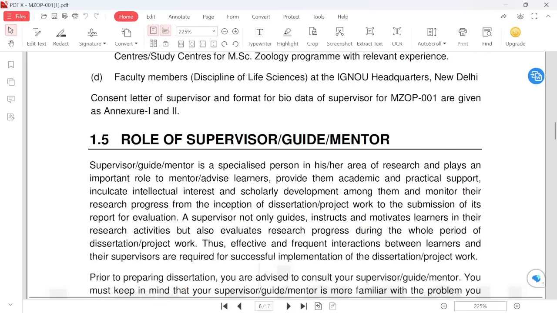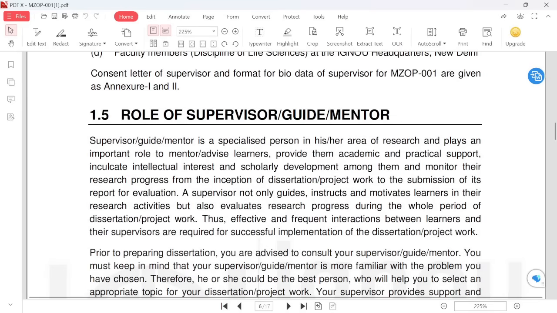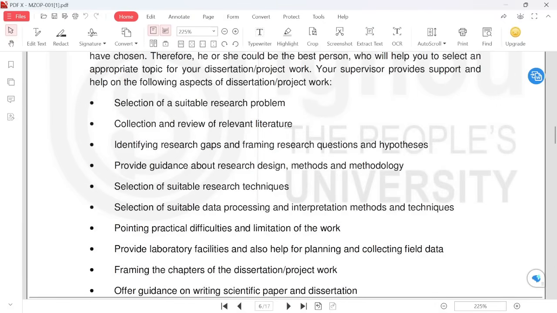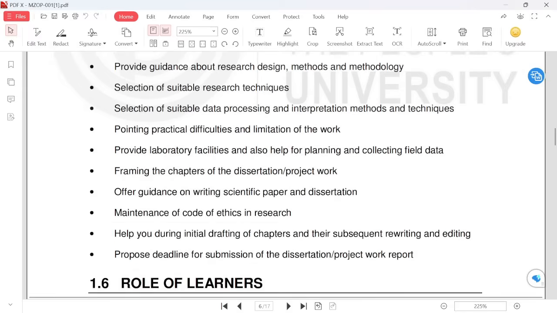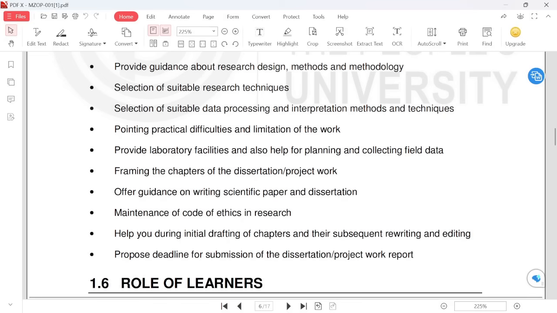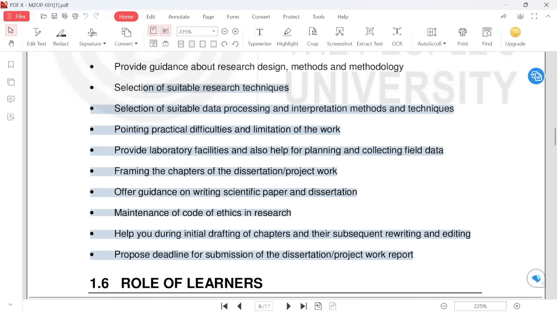So let's move on and talk about the role of supervisor, guide, and mentor. We already know that the supervisor supervises you and tells you how the project can be made and what things are to be remembered. These are the common things. You can read it from the guideline.